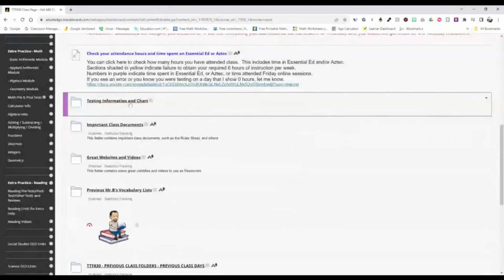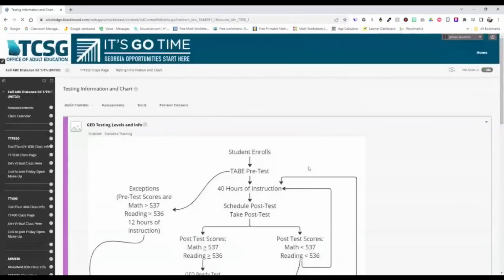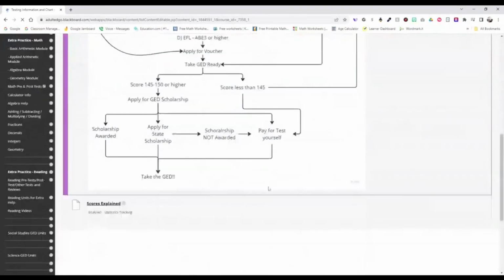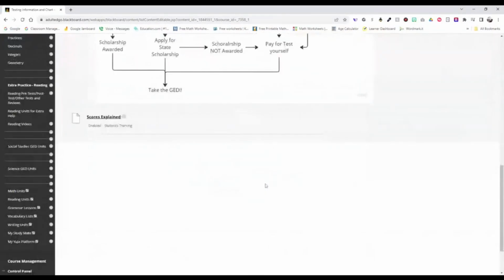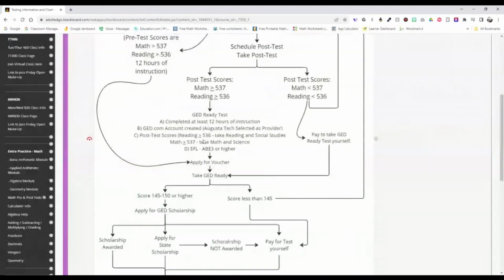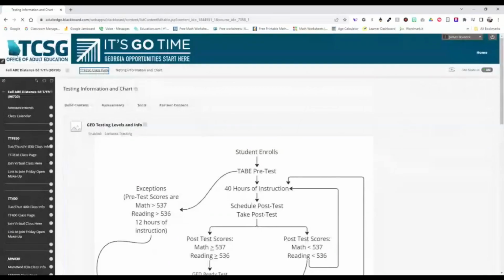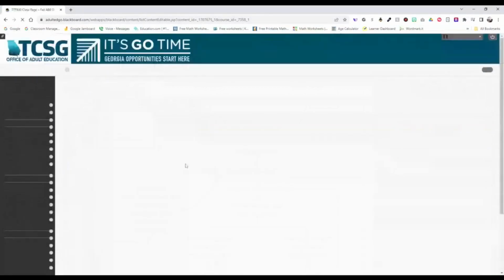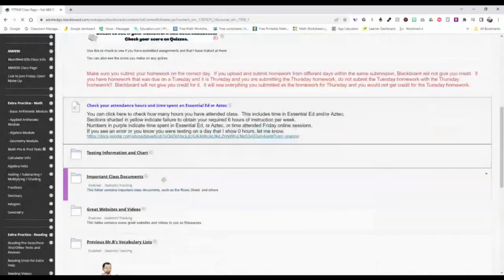Here's a section that's new on testing. All of that stuff that we've talked about before about tests and taking tests, here it's explained. That's all in this testing folder, right here, which is testing information.